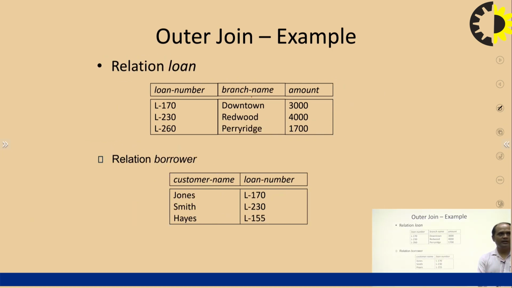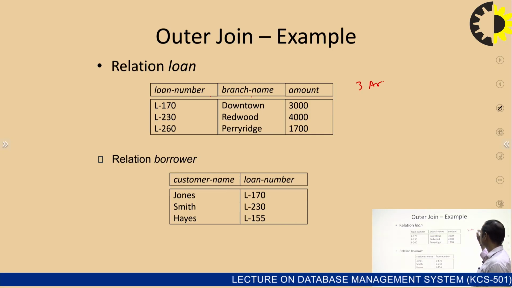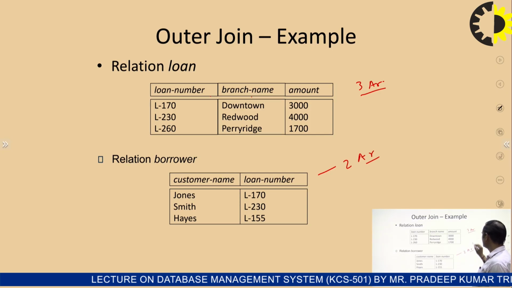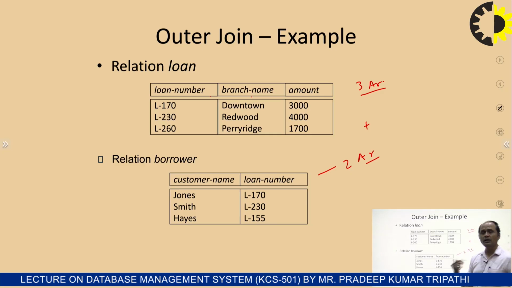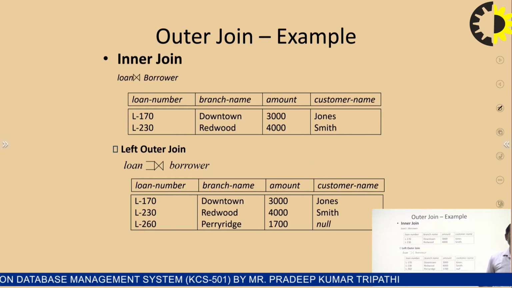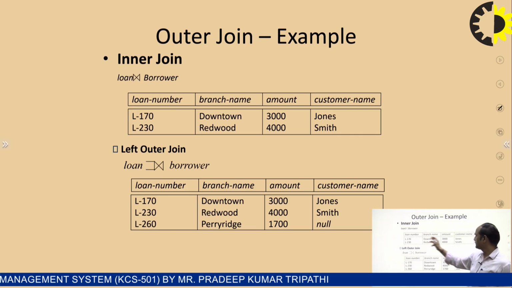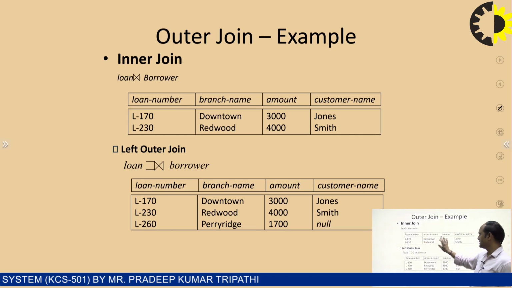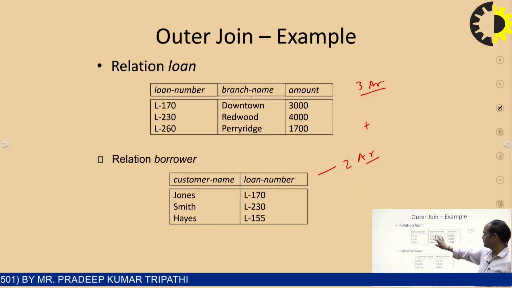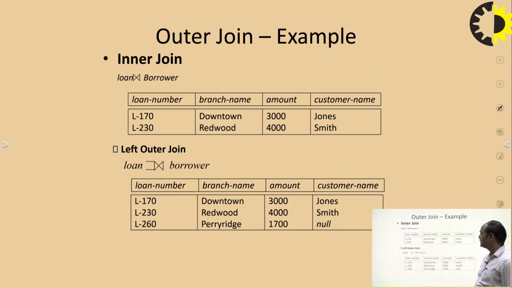Suppose we have a recap of this particular scenario. Suppose the relation has the loan number, branch name and amount. These are the three attributes. Here two attributes are there, but these two are combined by using some join operation. Inner join means we have to combine the data of these two tables equally. Suppose 3 values and 3 values are there, but here are 2 values. Why are these combined? Only the matched values are there.